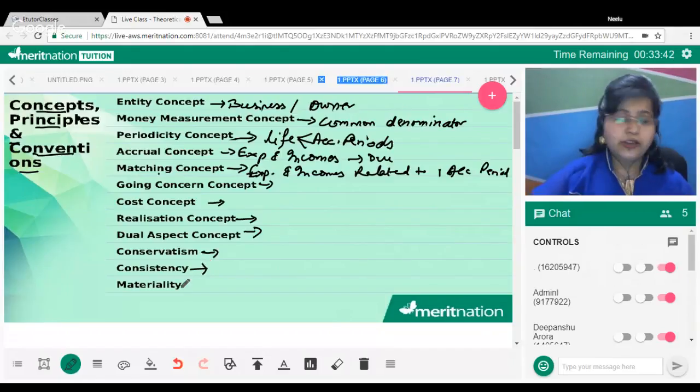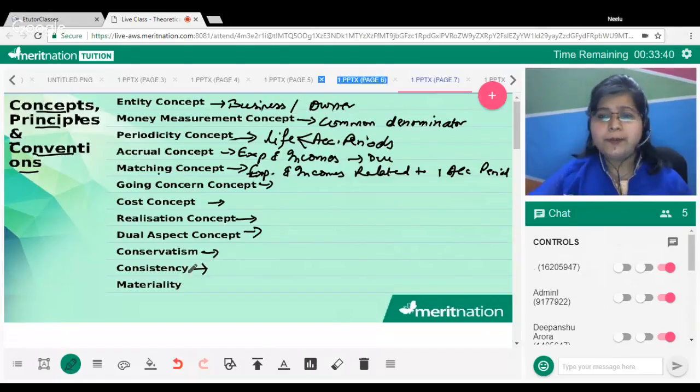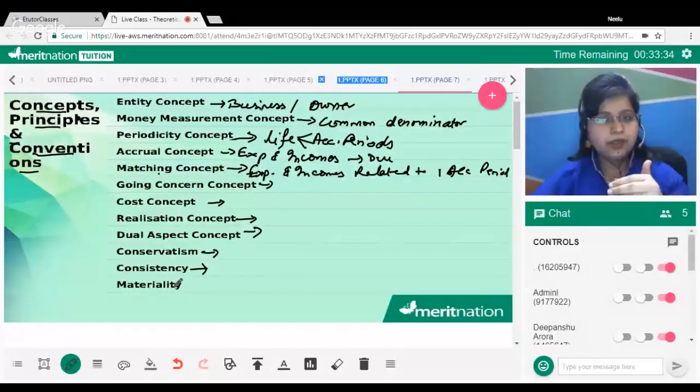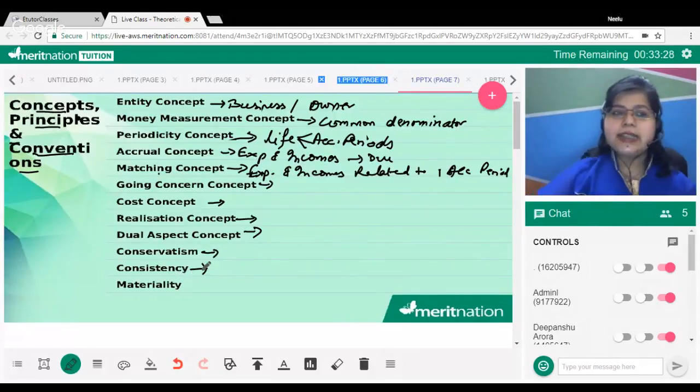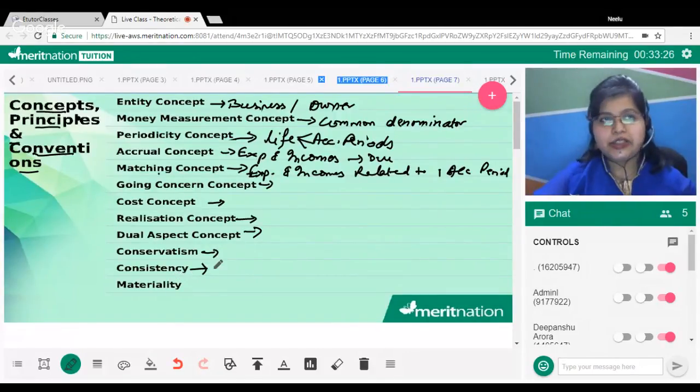Then we have the consistency principle. Now, all of you must know your teachers always say to you, be consistent in your performance. Be consistent means when you've done something, keep it stable, repeat it again in the same manner. So consistency basically means if the organization has chosen some methods for accounting, they should keep using the same methods of accounting year after year.